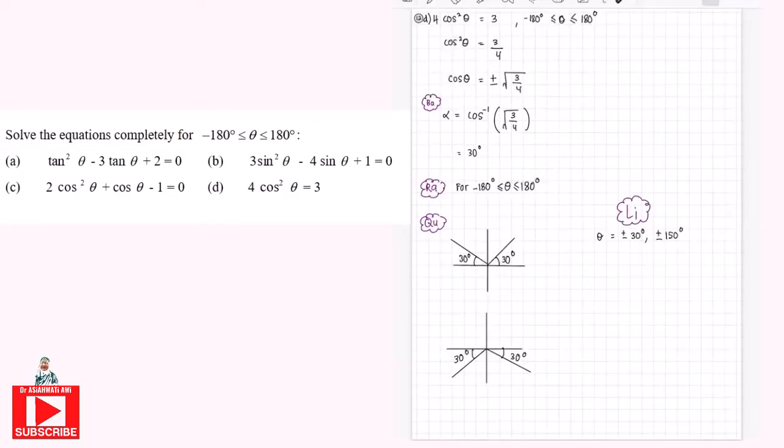Okay, for question 12D, question given 4 cos square theta equal to 3 and range dia bagi negatif 180 sampai 180. So kita bawa 4 ni ke right side. So kita akan dapat cos square theta equal to 3 over 4. So kita nak hapuskan square ni, kita buat square root 3/4 tu. So kita akan dapat plus minus square root 3/4. So baru kita boleh cari dia punya basic angle. So kita akan dapat basic angle dia 30 degree.